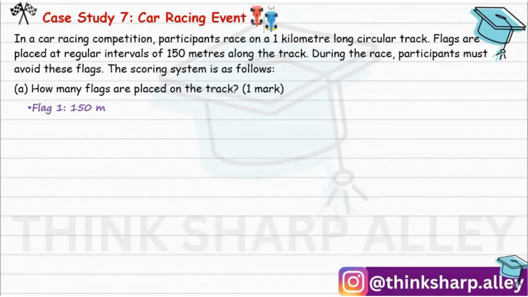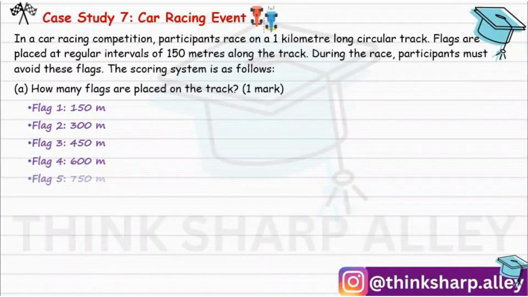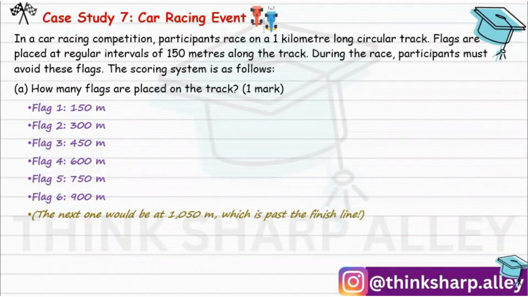So the first flag will be at 150 meters from the starting line. The next will be at 300 meters, then 450, then 600, 750, 900 meters. Now if we try to place the next flag, it would be at 1050 meters, which is beyond the track. So we have to stop here. So there are a total of 6 flags on the track.